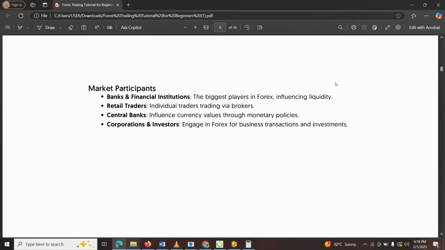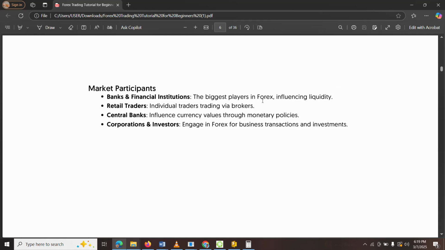Then we have who are the key players in the forex market. We have banks and financial institutions, the biggest players in forex, and they highly influence liquidity. Then we have retail traders, individual traders trading via brokers. If you were to trade today, where would you fall? Ask yourself. You're not a bank, maybe a retail trader. That is where you would fall in.